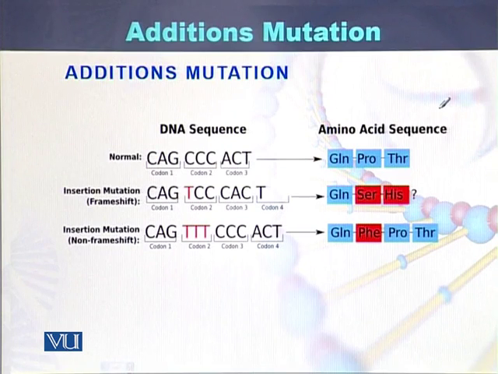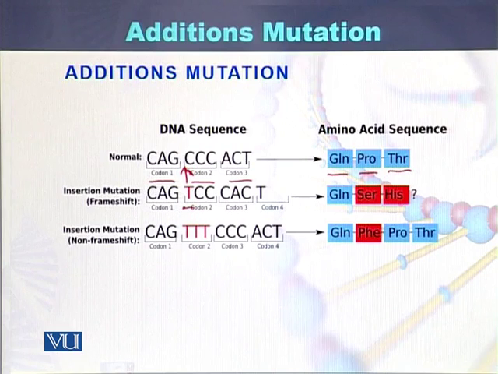In this diagram, we can see that this is the normal sequence of the DNA, in the form of codons, codon 1, codon 2, codon 3. These codons encode for the amino acids glutamine, proline and threonine. So when there is addition of a single nucleotide, that is in the form of T here, this T is actually added between this G and C. So at this point, this T has been added, which is called addition mutation.